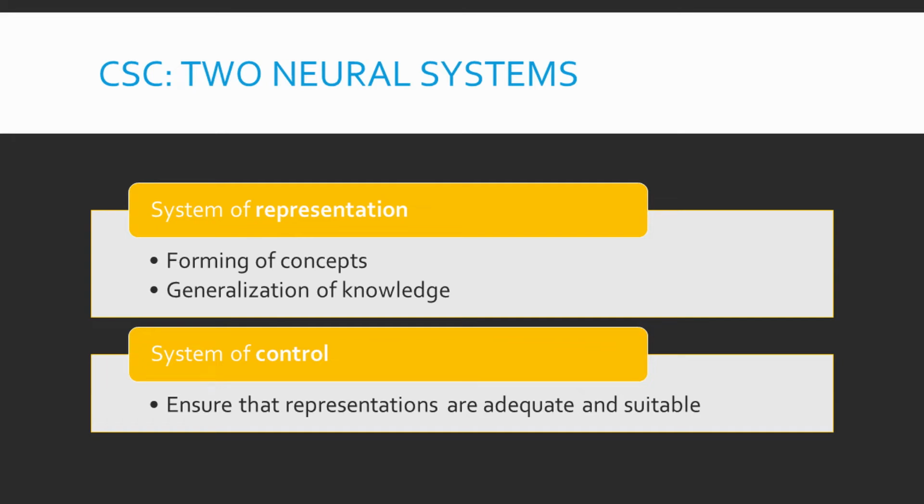According to the CSC framework, semantic cognition relies on two neural systems that interact with each other. There's the system of representation and the system of control. The system of semantic representation allows us to form concepts through previous experiences, and it promotes the generalization of knowledge. The system of semantic control in turn manipulates the activity within this network of semantic representation. During this presentation, I'll be talking about the system of semantic representation, and Andrew will explain the system of control in the next presentation.